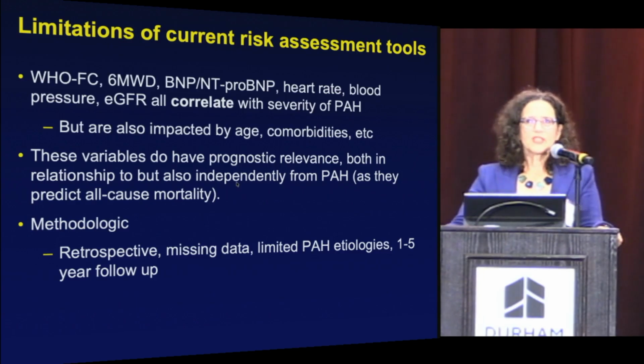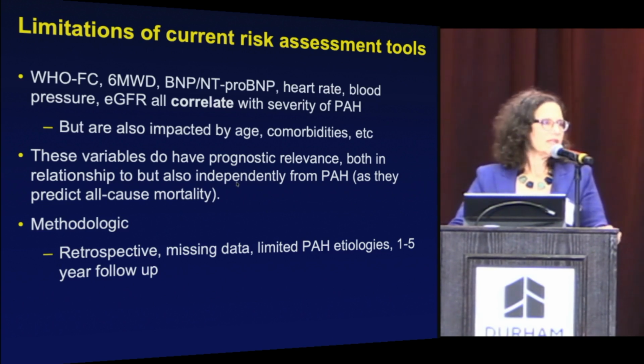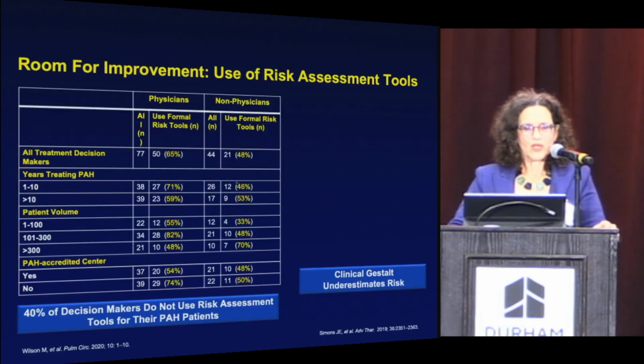And as much as I'm grateful for the literature that we have, it's flawed. It's almost all retrospective. There's lots of missing data in databases. It's limited to specific PAH etiologies, and most of the data is based on 1 to 5 years of follow-up. And we know that we want to think about not just 1 to 5 years, but 10, 20, maybe even 30 years in some of our younger patients.